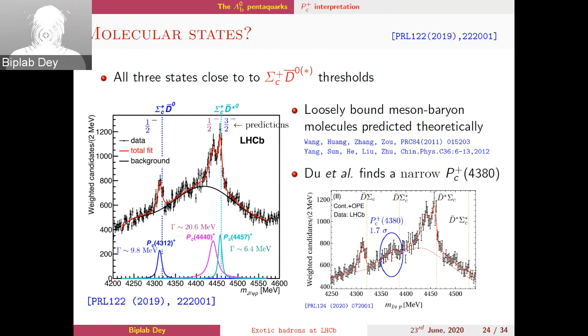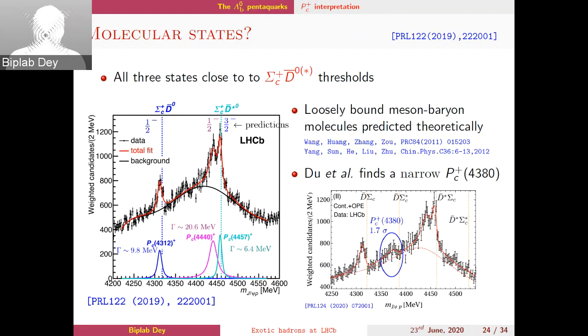In fact, there are several thresholds, like Σc D̄ and Λc D̄*. But theoretically, the one that's supposed to play a role is the Σc D̄* threshold. Both of these are actually close to the Σc D̄0 and Σc D̄*0 thresholds. And in fact, previous meson-baryon molecule theoretical models predicted narrow states in these regions, and they also predicted the J^P of these states.